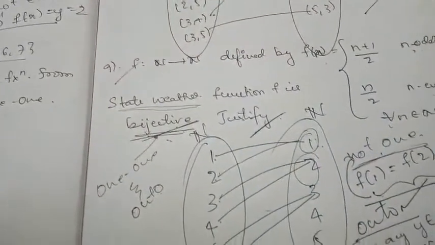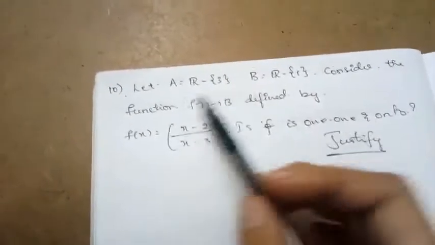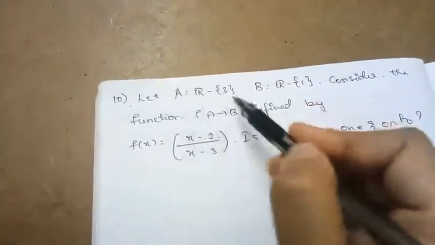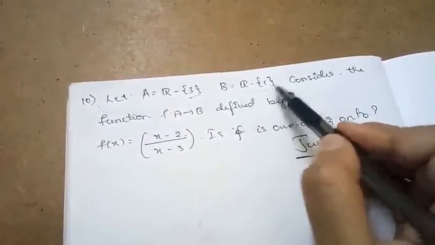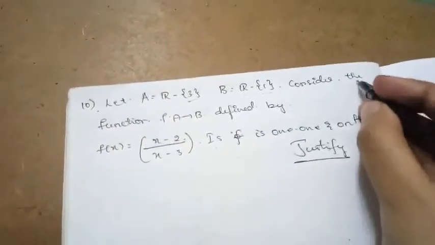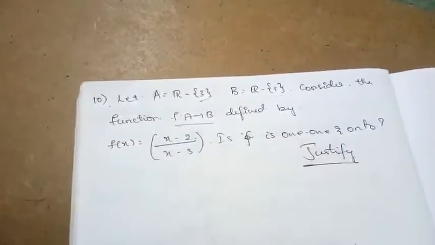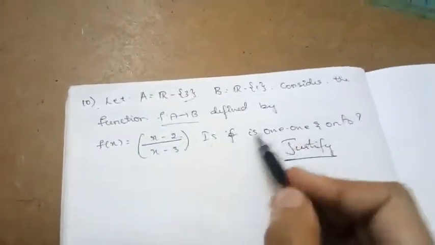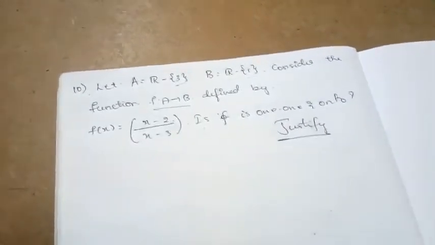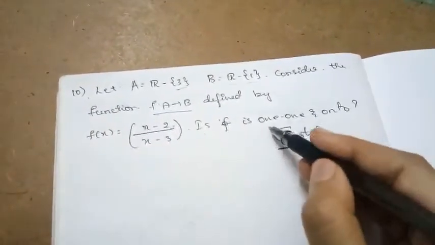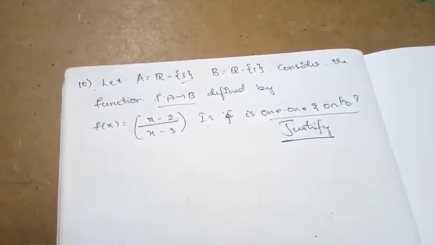So let us move to the next question. Let A be the set consisting of real numbers where 3 is excluded. B is the set of real numbers excluding 1. Now they have considered the function from set A to set B, and the function is defined as f of x is equal to x minus 2 divided by x minus 3, and we need to check whether the function is 1, 1 and onto.